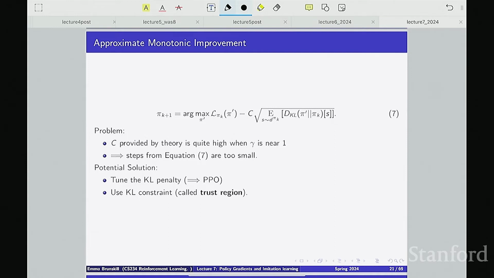And so that is what helped motivate why you might want to tune the KL penalty, which we saw last time, where you increase or decrease how much you care about this penalty, or use a trust region, or use the clipping. And so that's why we see a difference between what's formally guaranteed if you were to just directly use this lower bound versus what's actually done in practice.